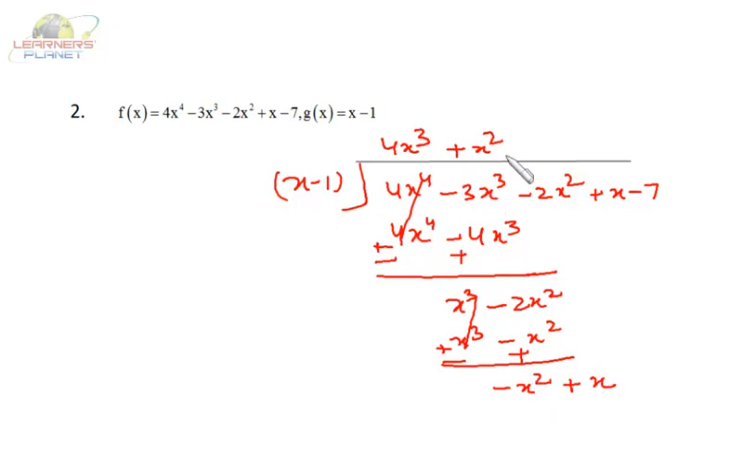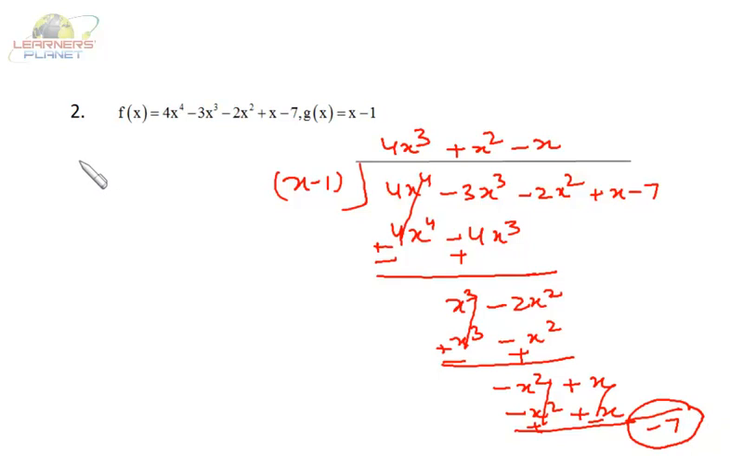We are having x over here, so just multiply it to minus x. So it's minus x square, then minus x into minus 1 will be getting plus x. And we are left with minus 7. Okay, so if we divide 4x4 minus 3x cube minus 2x square plus x minus 7 by x minus 1, we get minus 7 as remainder. Okay, now this is the first step.